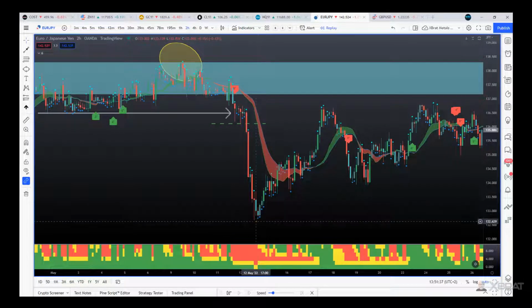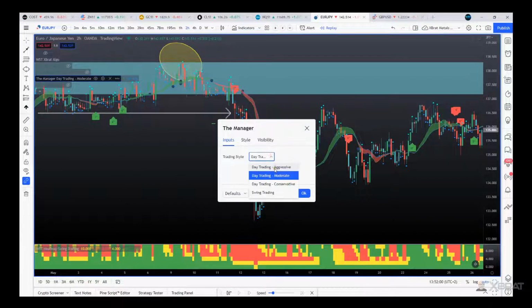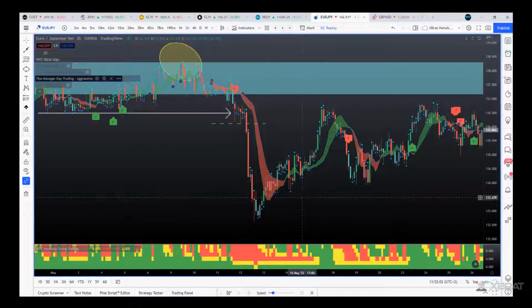Look what happens here. Huge move down, massive move down, and then we start to look to manage this trade, and we use the manager. You see the red ribbon here? That is the manager. So we can set this. At the moment it's on day trading moderate. Now, when we have a breakout such as this, where we get these 2 big candles, we can adjust that to more of an aggressive state.